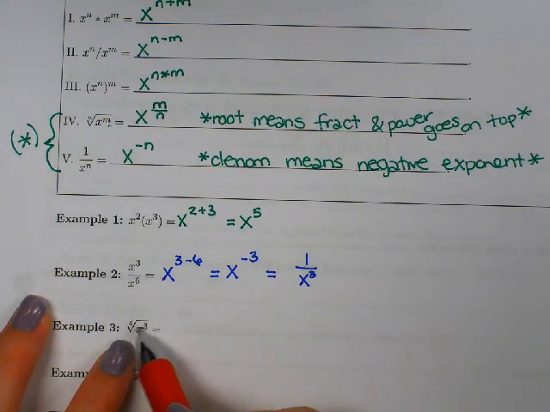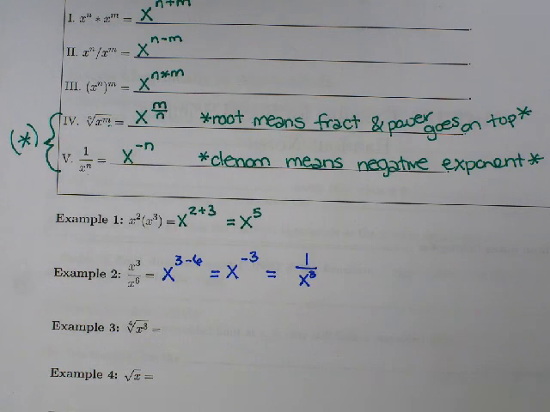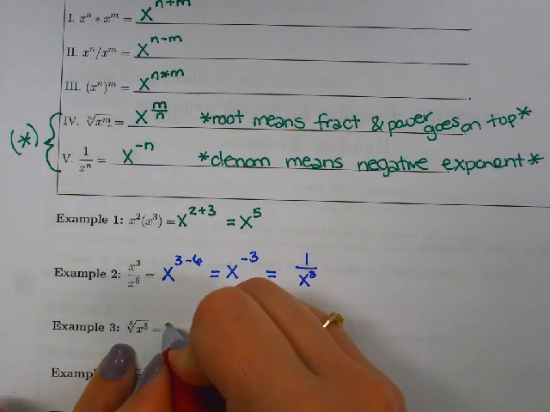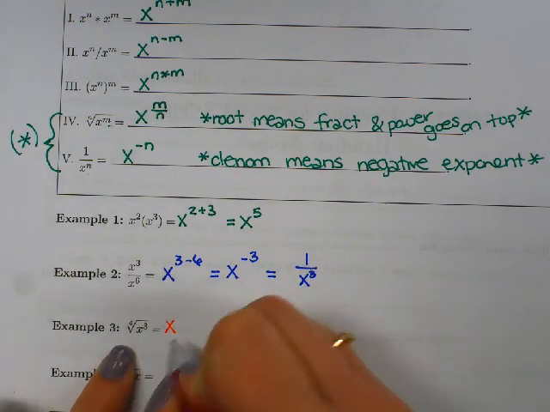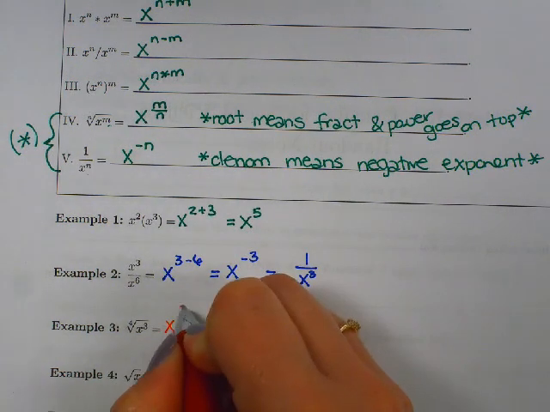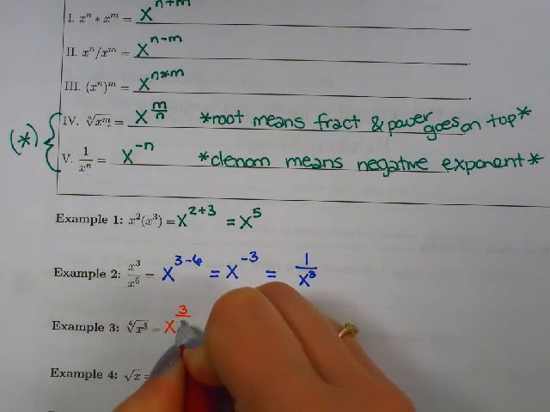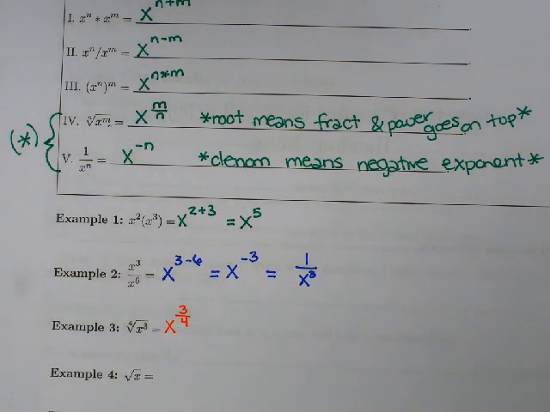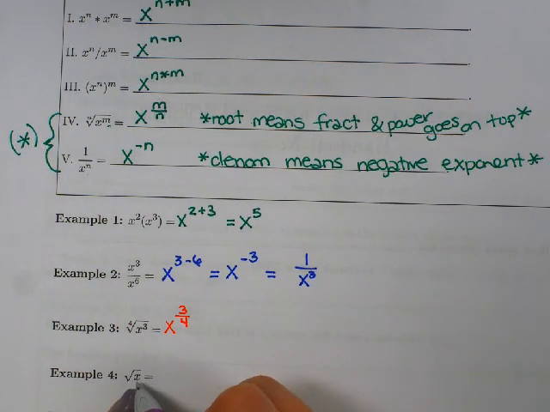Our next one is if we have the fourth root of x to the third. Well, a root means we're going to rewrite it as a fraction. So my power goes on top. So x to the 3 is the power in this one, over my root is 4. X to the 3/4.